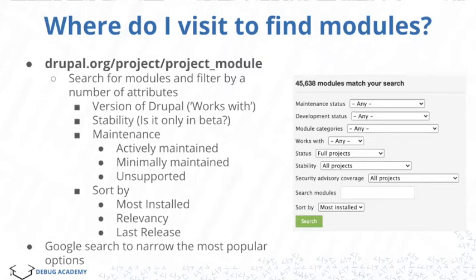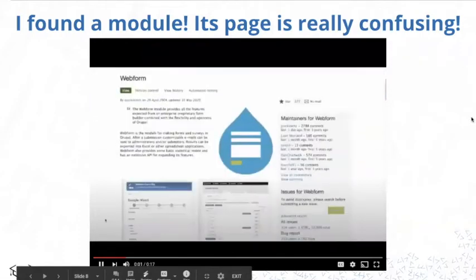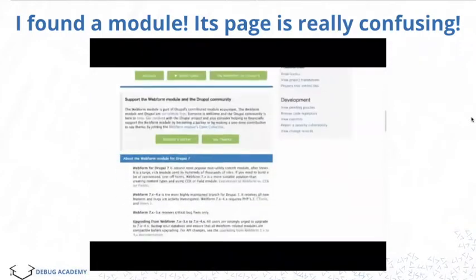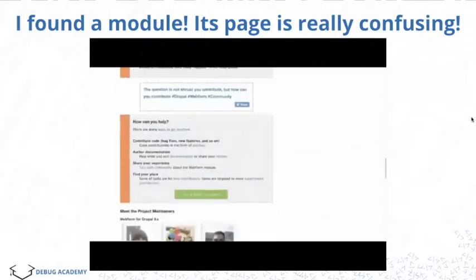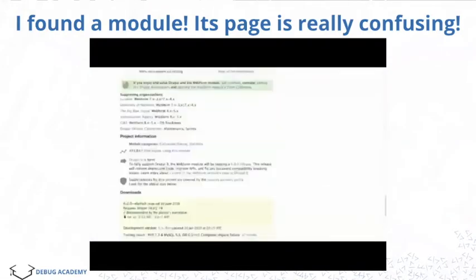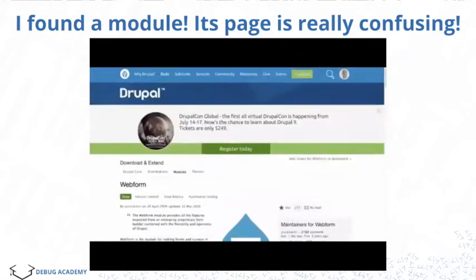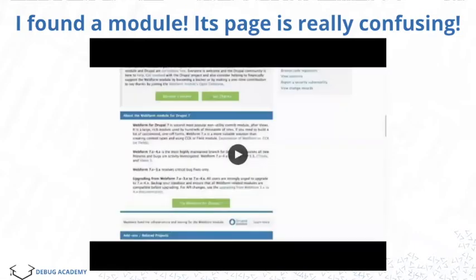Well, I click the link that says web form, and you're taken to the module page, and you're presented with a very long page with lots of information in text. And so, especially if you're new to Drupal, I think you'll be overwhelmed by the various headings, statistics, descriptions, and links. So how do you navigate this to make the correct decision on choosing the right module?